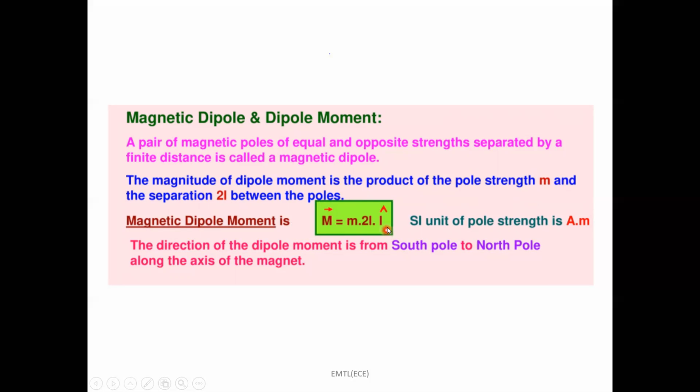Here the one cap means it is a unit vector. The SI unit of magnetic dipole moment is ampere meter. The direction of the dipole moment is always from south pole to north pole. Actually, outside the magnet, the direction of the magnetic field is always from north to south. But in case of dipole moment, the direction is from south pole to north pole.